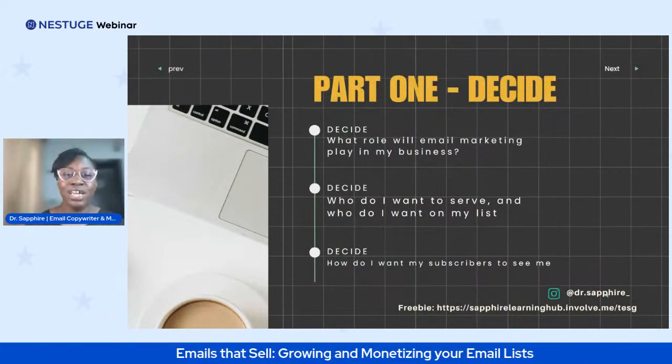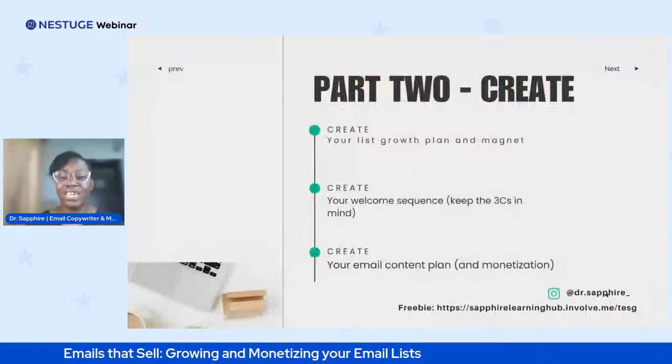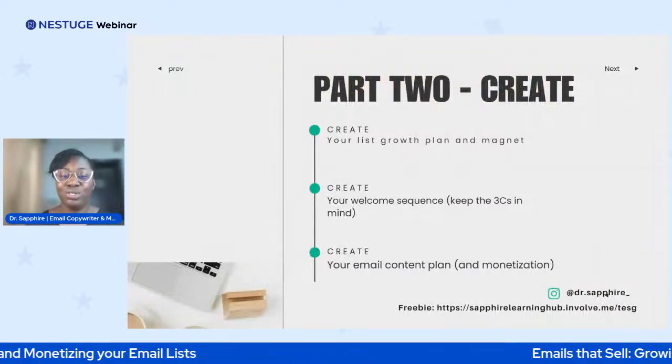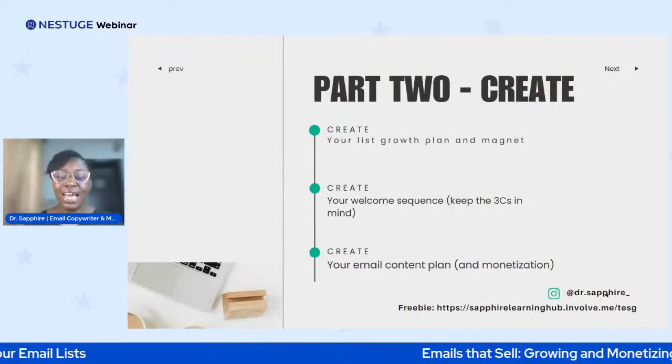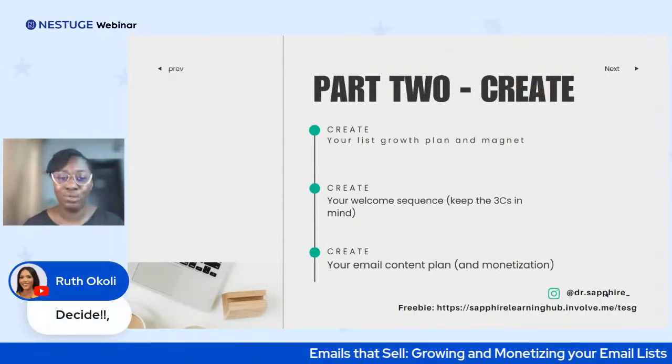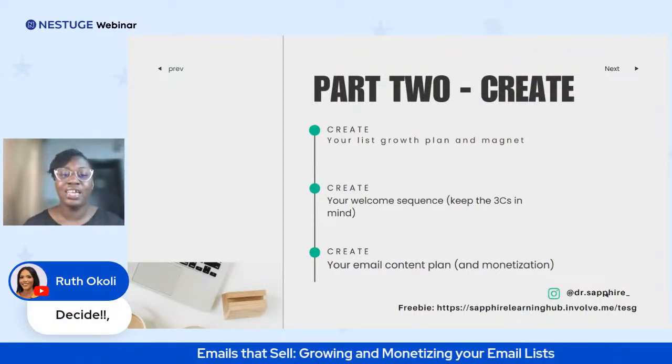Now let's look at part two. What are you going to do next? When you have taken a decision, the next thing you want to do is to start creating. A lot of times we plan and it ends in the planning, but that's not what we are going to do here. We're going to make a decision and then we're going to start creating. So what do you want to create?